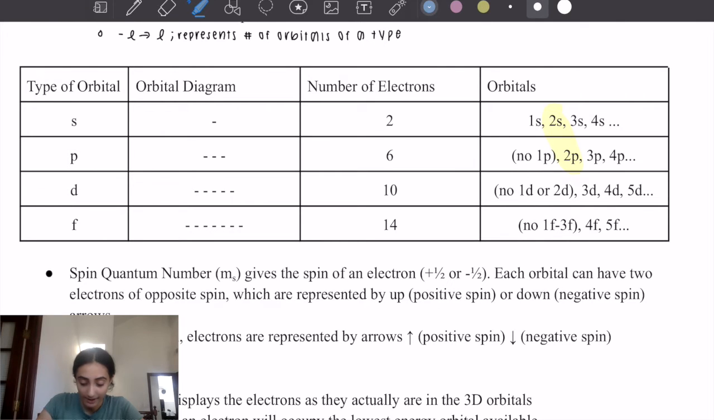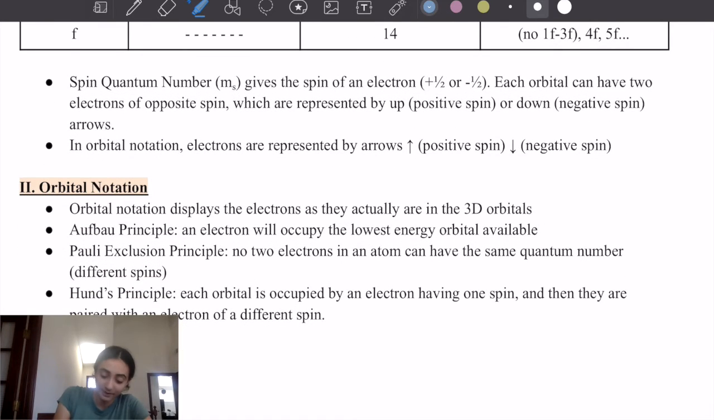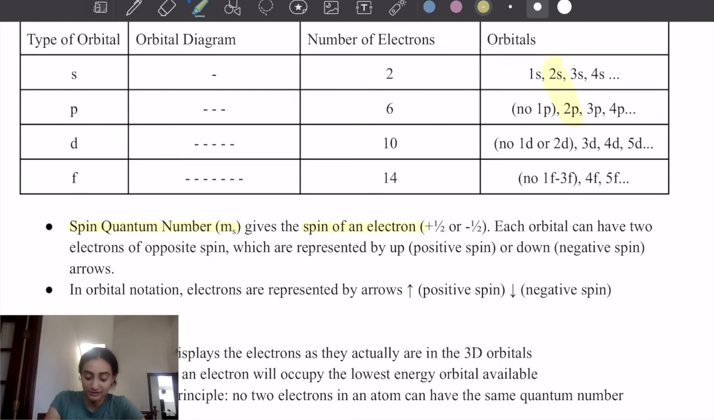And then we have the spin quantum number, and that is represented as m sub s, and that gives the spin of an electron. So each orbital can have 2 electrons of opposite spin, and a positive spin is represented by an upwards arrow, and a negative spin is represented by a downwards arrow.